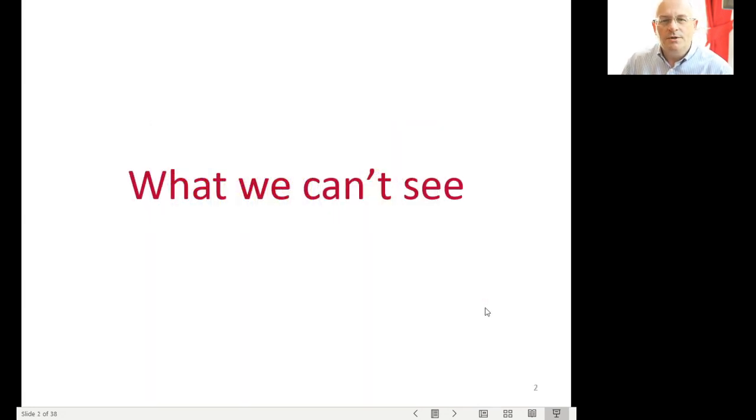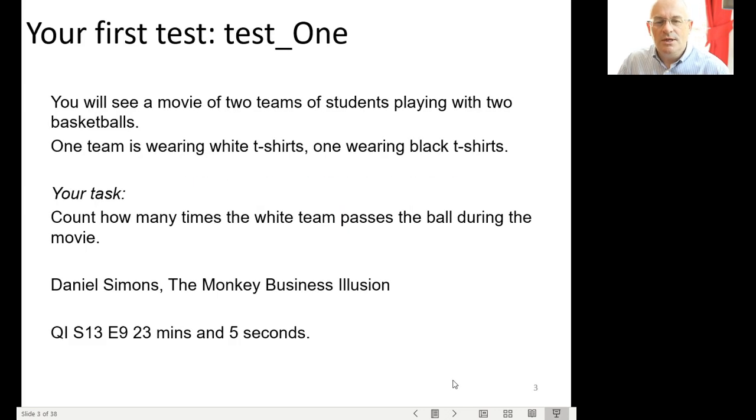So we're going to look firstly at things that the human visual system can't do. What can't we see? What's not possible to perceive? So you'll see a test in a second, and you're going to see a movie of two teams of students playing with two basketballs. One team wearing white shirts, one team wearing black shirts. That gives you a high contrast between the players. And your task is to count how many times the white team passes the ball during the movie.